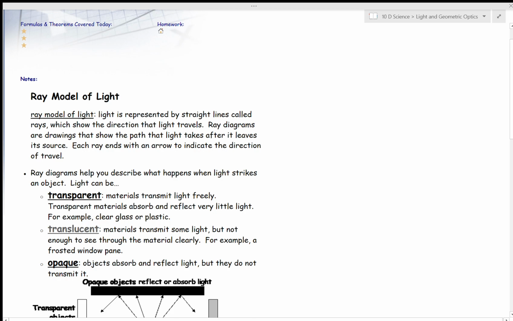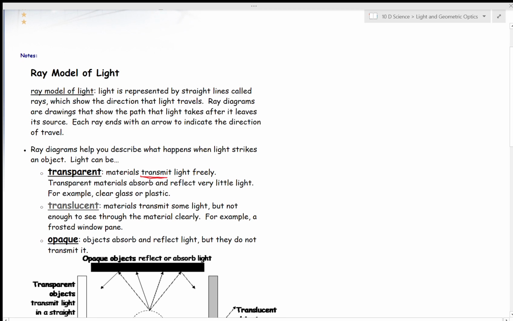So ray diagrams help us describe what actually happens to light when it strikes an object. Now, one of three things can happen to light. It can either be transmitted, and when we're talking about transmission of light, we're talking about light going through something that is completely clear. So when light travels, for example, through a pane of glass, it is transmitted. So transparent material, like glass, absorbs and reflects very little of that light, and you're able to have that light come to you through that surface.